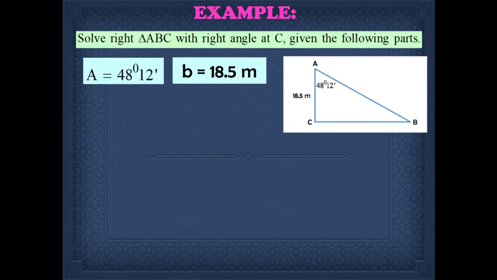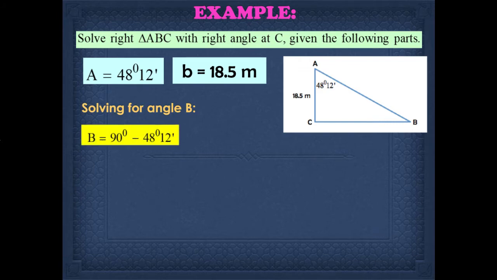Now, how do we solve for angle B? Angle B is equal to 90 degrees minus 48 degrees and 12 minutes. Take note that angle C here is equal to 90 degrees, and the angle sum of a triangle is 180 degrees. So since angle C is 90 degrees, to get angle B, just subtract 48 degrees 12 minutes from 90 degrees.